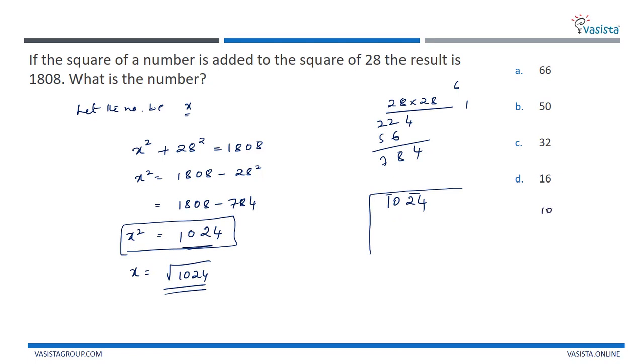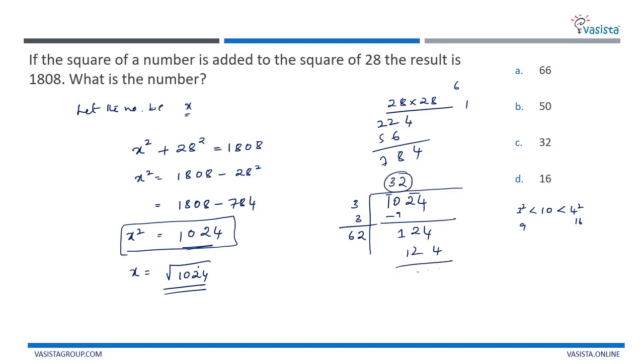Now 10 is less than 4 square, that is 16, and more than 3 square, that is 9. So let me start with 3. 3 3s are 9. Subtract here, 10 minus 9 is 1, and bring down 24. Add 3 to 3, 3 plus 3, 6. Now place a number so that it is divisible. So 62, 2 2s are 4, 2 6s are 12. So it is completely divisible.